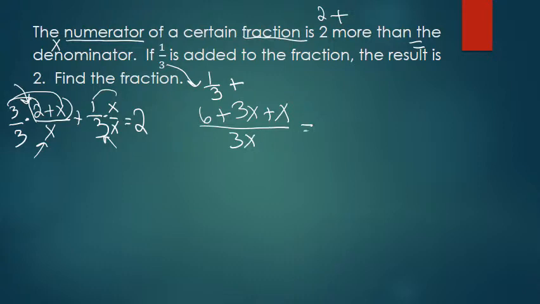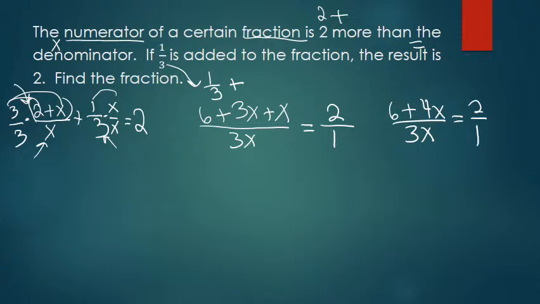And that equals 2. Now, in order to remind myself that I actually have a rational value on the right-hand side, I'm going to put 2 over 1. Okay, I'm not quite ready to do the next step yet. I still need to combine my numerator so that all of the like terms are combined. So I end up with 6 plus 4x over 3x equals 2 over 1.